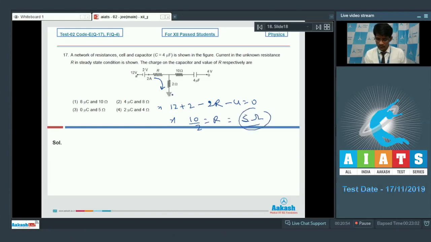Well, if this is the 0 potential, then this will be at 4 volt. There is no potential difference across the capacitor, so I would say there would not be any charge on the capacitor, and the value of resistance came out to be 5 ohm. We need to find the charge and the resistance respectively. Option 3 is the correct answer.